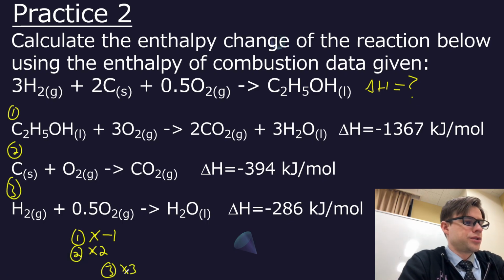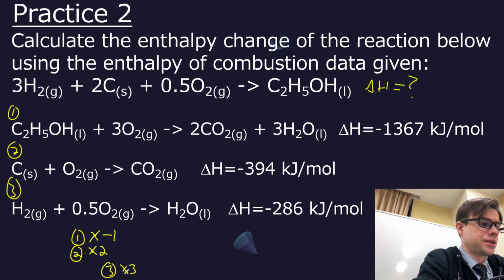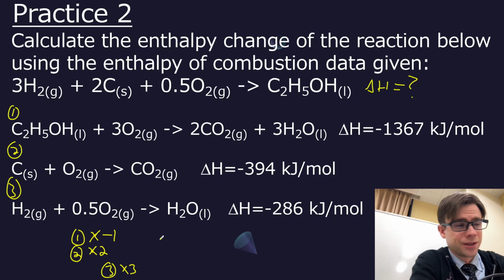Doing that should cancel out all the compounds correctly to give you the target equation on the top: 3H2 plus 2C plus 0.5O2 goes to C2H5OH. You can try that yourself, but if we just use these multipliers for the numbers, I have checked it myself, it does work.